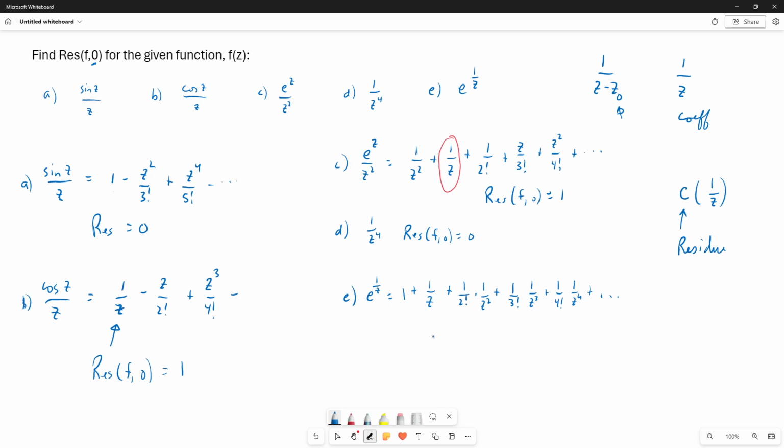And for e to the 1 over z, we have a 1 over z term here. The coefficient is 1 again, and so the residue of f at 0 is 1.